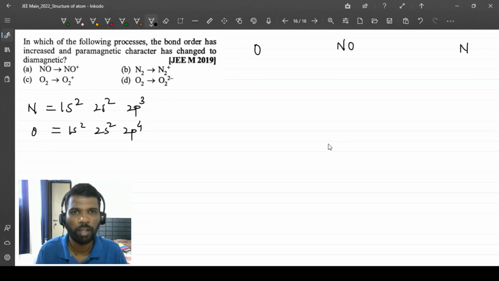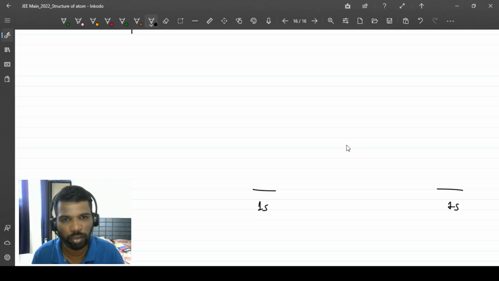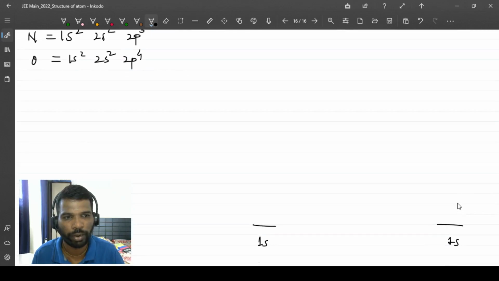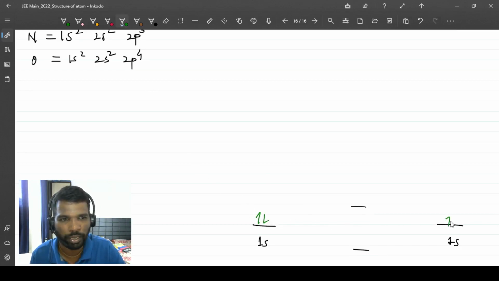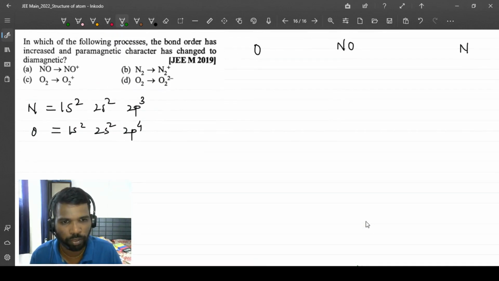We are going to put the orbitals in increasing order. First, this is my 1s orbital of oxygen, and here the 1s orbital of nitrogen. It is going to give me a bonding and an anti-bonding orbital. In the case of the 1s orbital, there are two electrons in nitrogen and two in oxygen. So two will go to the bonding and two will go to the anti-bonding. This is called sigma 1s, and the anti-bonding is sigma star 1s.